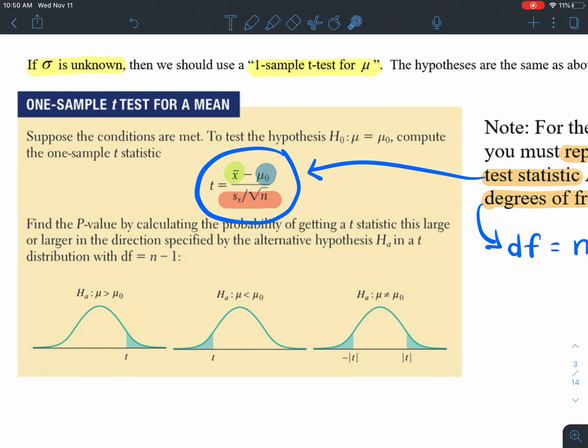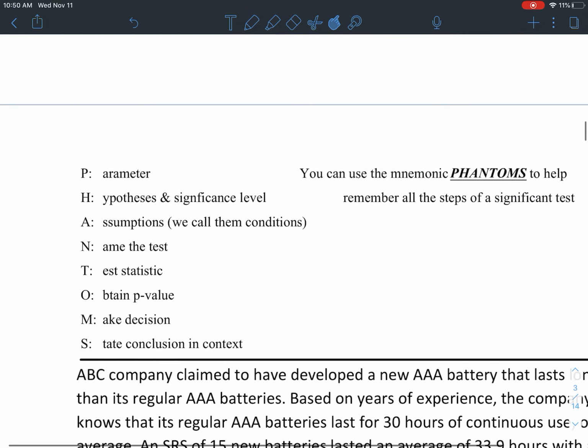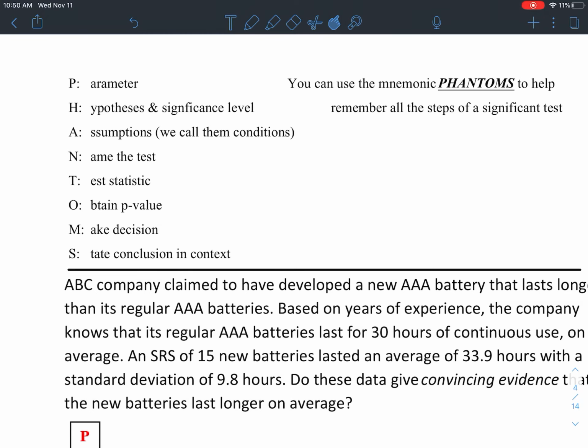All right, so let's go ahead and shift to the next page where we see that mnemonic device, kind of an acronym, that we also used when we were talking about the steps for significance tests involving proportions. These are all the same here. We state the parameter, we state the hypothesis, we list our assumptions, which are essentially our conditions, and the name of the test, which for us is most likely going to be a one sample t test. It would only be a z test if we know the population standard deviation. The test statistic, instead of being a z-score, would be a t-score.